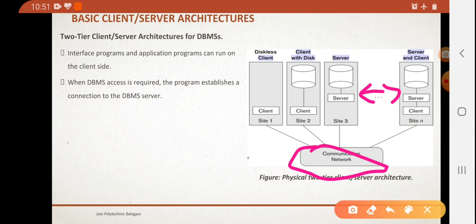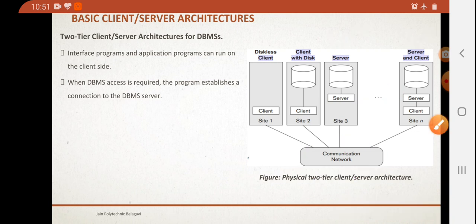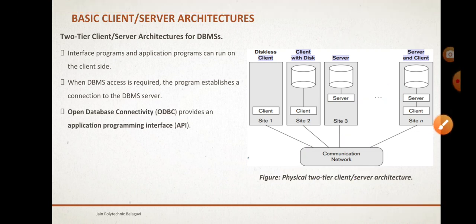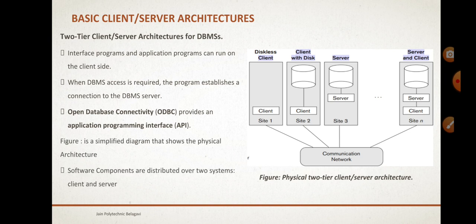Here we are using a diskless client with a disk, and this is a server, and this is a main server with a client. If they require any queries, or if they want to execute any queries, they can access through this communication network. Open Database Connectivity provides an application programming interface. Using ODBC, we can connect between these different servers as shown in the figure. Software components are distributed over two systems, client and server.